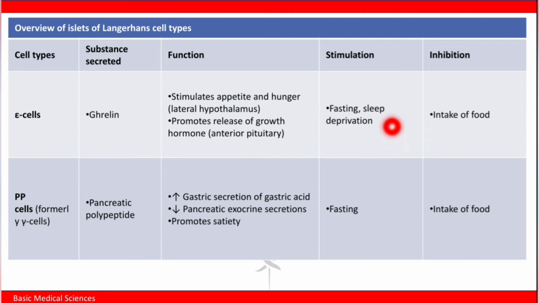And it's inhibited by intake of food, right? So the secretion of this hormone, ghrelin, is inhibited by food intake.